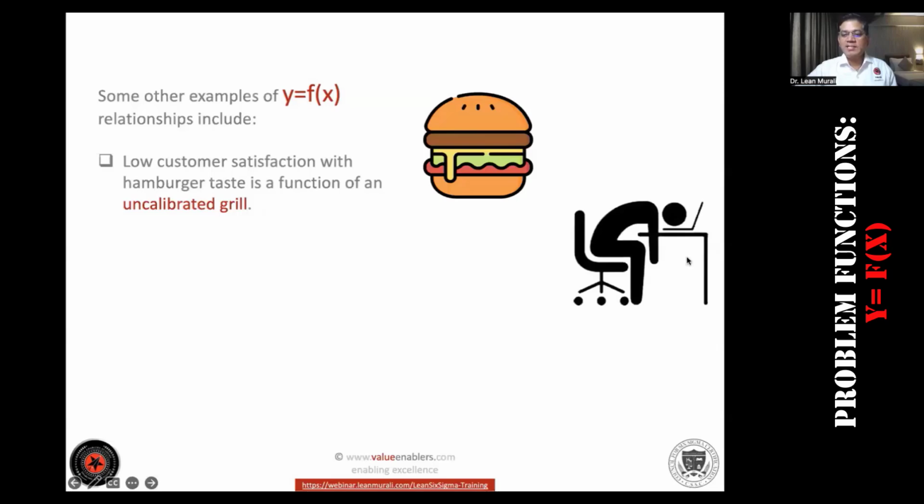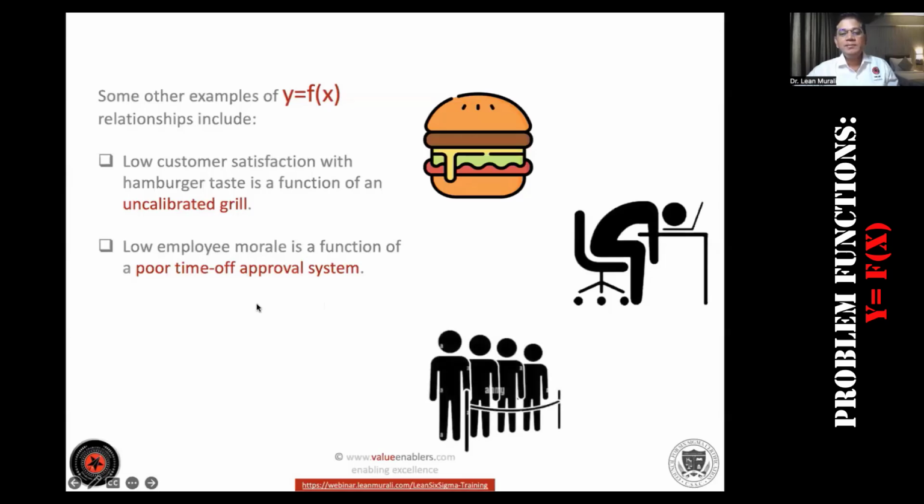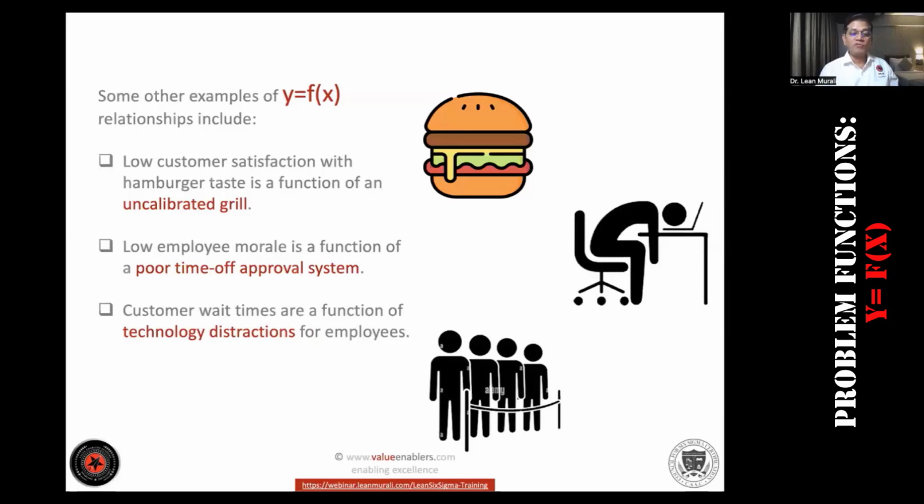And what do you see on the right side? I've put some image. I'm sure you would have done this when you could not see the presentation, right? Low employee morale is a function of poor time-off approval system, right? And customer wait times are a function of technology distractions of employees.